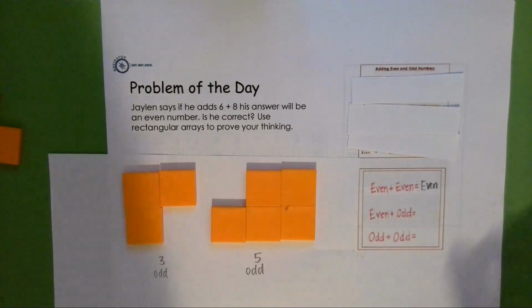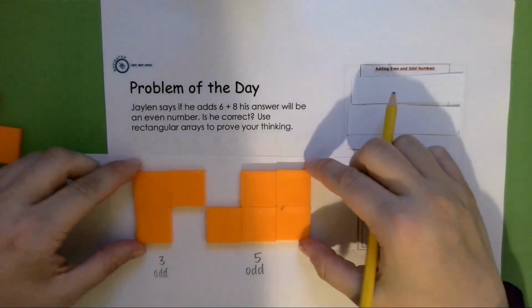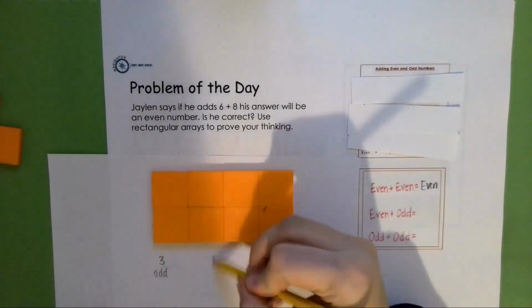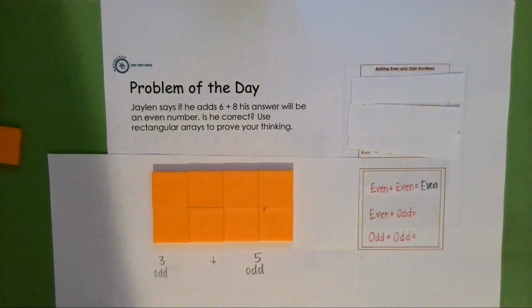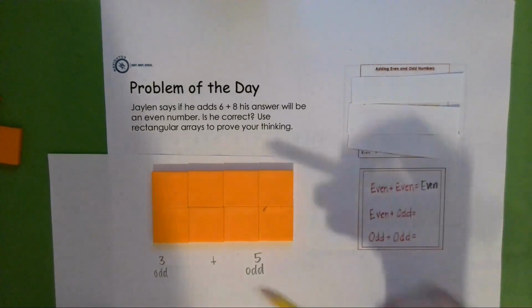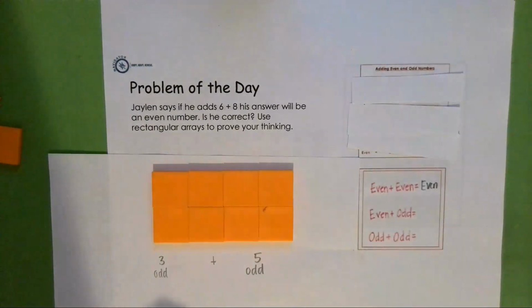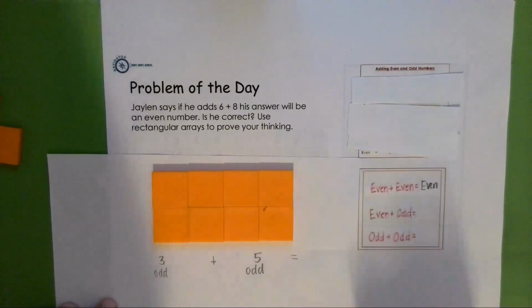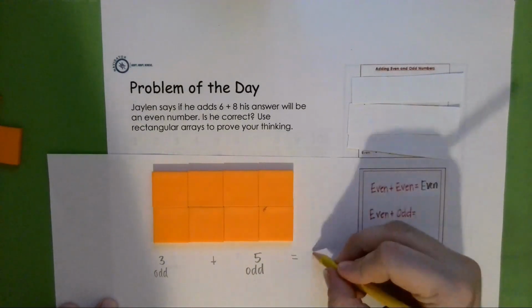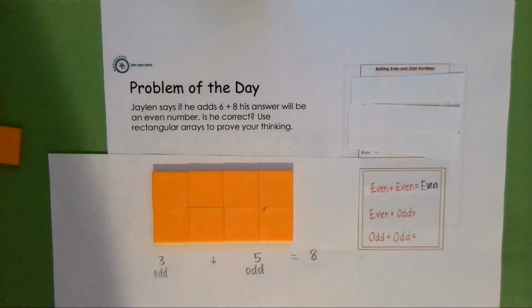Watch what happens when we add 2 odd numbers together. What do you notice? Say it out loud. I bet you said that when we put 2 odd numbers together, we got an even number because each odd number had 1 left over, and when we put them together, now they have a pair. So 5 plus 3 equals?